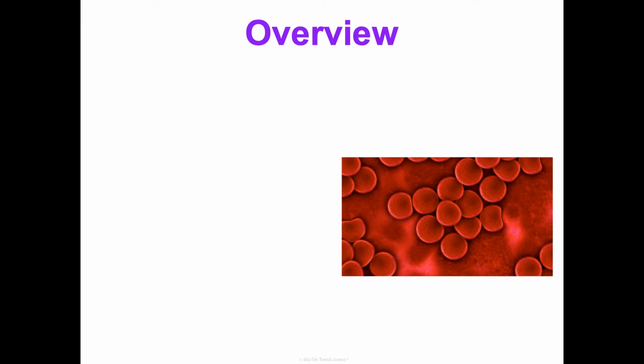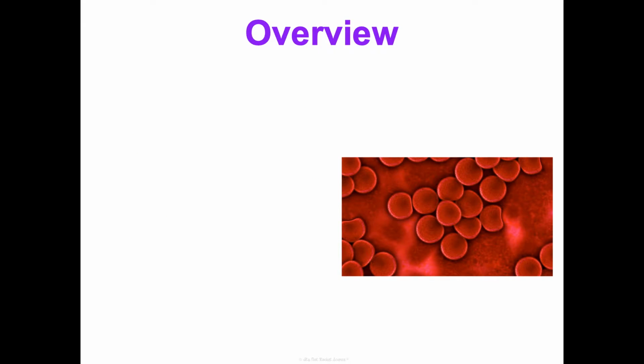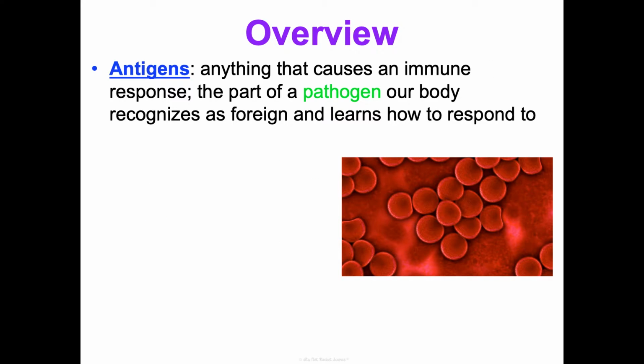Okay, so pathogens and antigens. A lot of times those two words are used interchangeably. They are not the same thing, okay? But they are definitely related. A pathogen is a microorganism or virus that causes disease. An antigen is anything that causes an immune system response. It could be in a pathogen, the part of the pathogen that your body sees and says that's foreign and then learns how to respond to. But it doesn't necessarily have to be part of a pathogen.